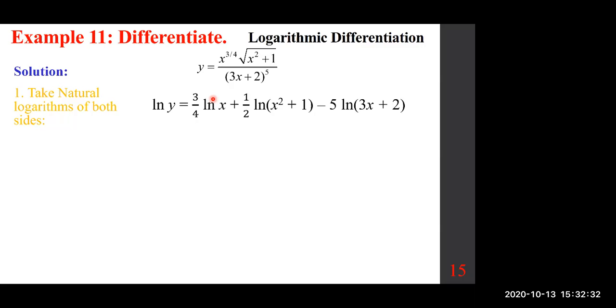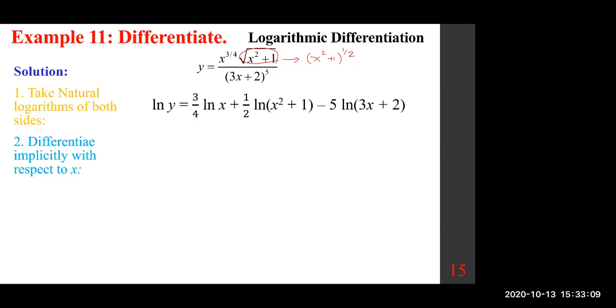Now this is your algebraic technique, and I hope you know that, class. So we get 3/4 ln x plus 1/2 ln of x squared plus 1 minus 5 ln of 3x plus 2. Now we're going to differentiate both sides. Okay, so the next step is differentiation.